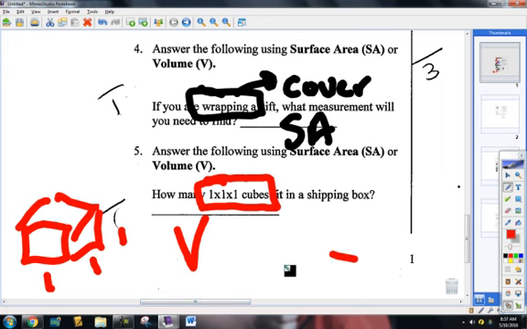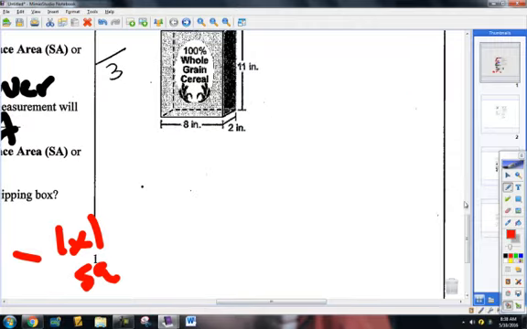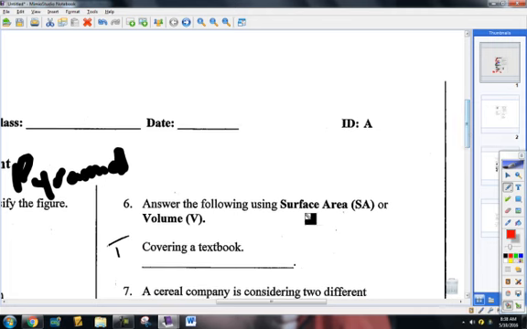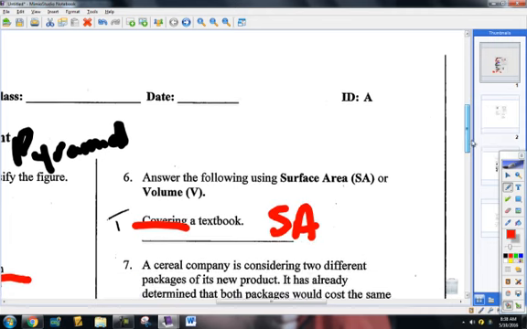Whereas 1 by 1 squares, what if I would have said 1 by 1 squares? It would be surface area. So just keep in mind, 1 by 1 by 1 cubes, we're talking about volume, taking up space. Okay? Alrighty. Let's go up. This one up here. Covering a textbook, there's your key word. There's surface area once again. So those are all worth 1 point, obviously.